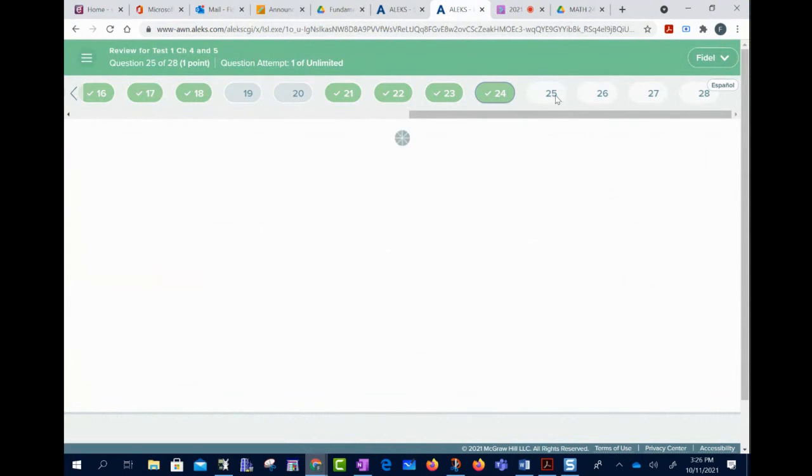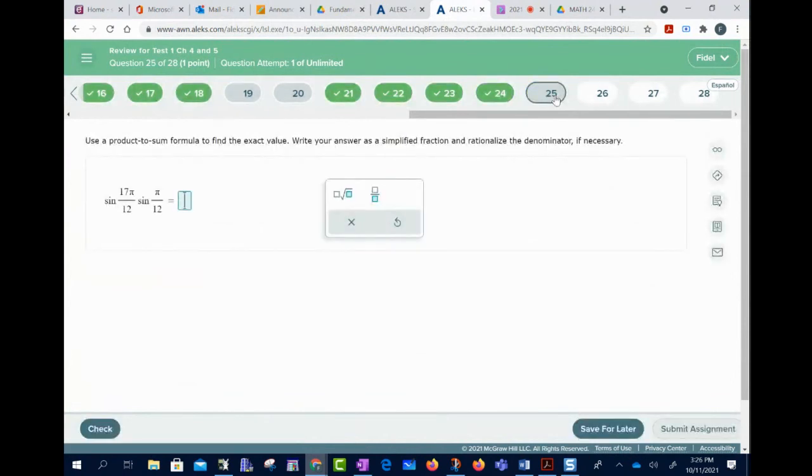Okay, let's go to 25. Let's take a look here. 25. What do you think? You want to do it? Or are we good? Same thing? What would be the first thing I would do with this problem, y'all? What do you think the first thing I would do is? I'd convert them to degrees, right? I'd convert them to degrees.